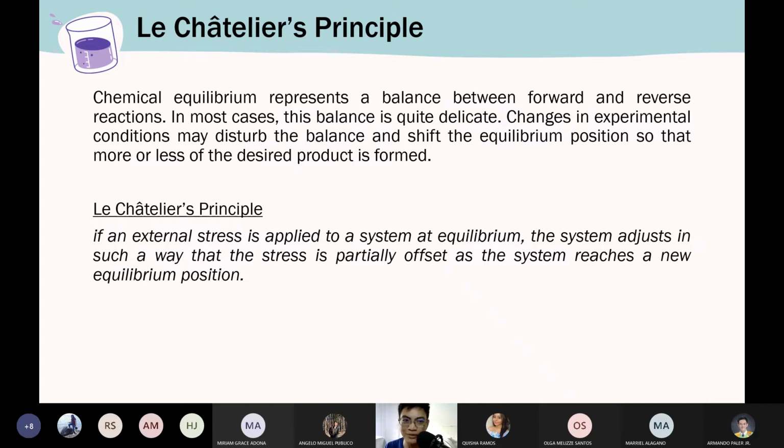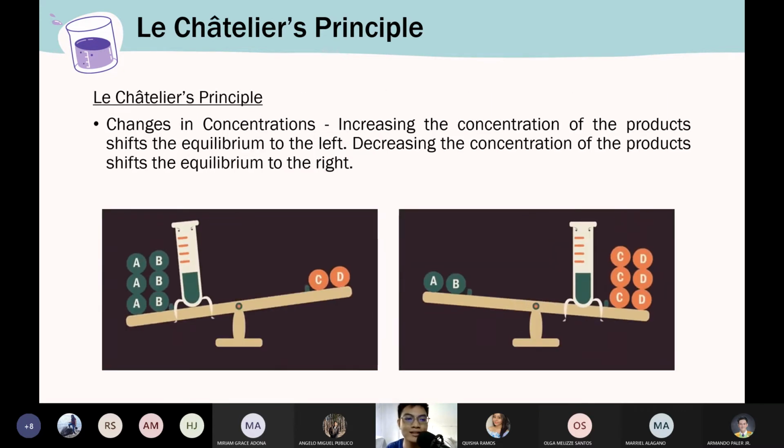Yung pronunciation niyan, hindi ako French, kaya tatagalog ko yung pronunciation ko. Alam ko ang French niya, Le Chatelier. Basta yung umiikot yung dila. Basta Tagalog, Le Chatelier. Palutungan ng R, diba? So, the Le Chatelier principle allows us to actually predict what will happen to your system when it suffers stresses. And according to Chatelier, ito yung mga nangyayari sa stresses.